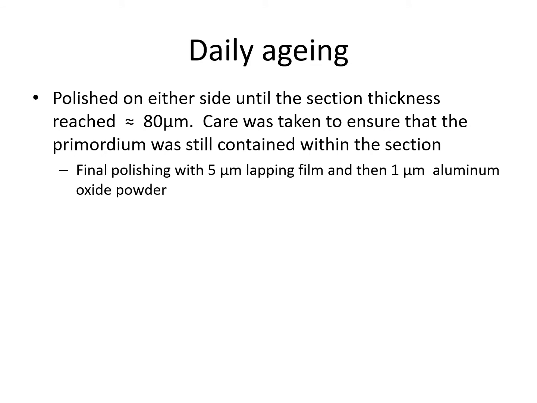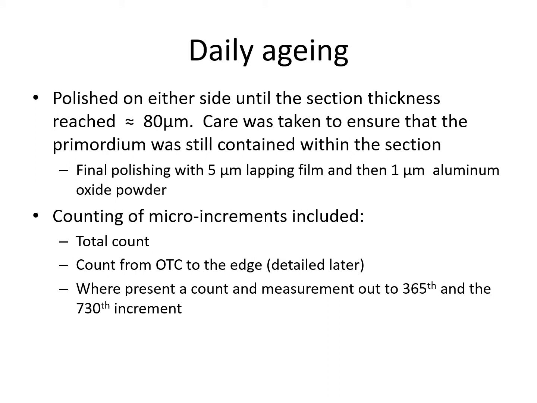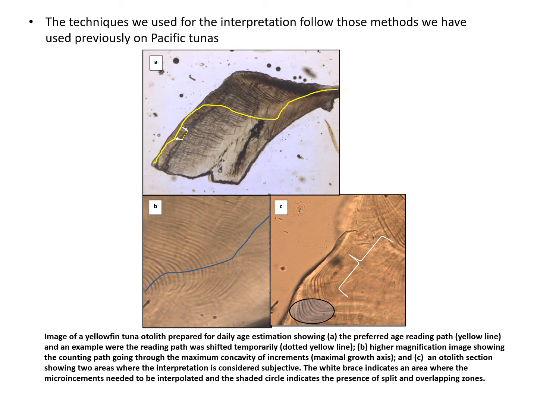That same preparation used for annual aging was ground thinner and polished to allow for micro increments to be counted. The actual counts included a total count, a count from OTC to the edge, which we'll detail later, and where present, a count and measurement out to the 365th and the 730th increment. The techniques we used for the interpretation followed those we've used for other Pacific tunas.